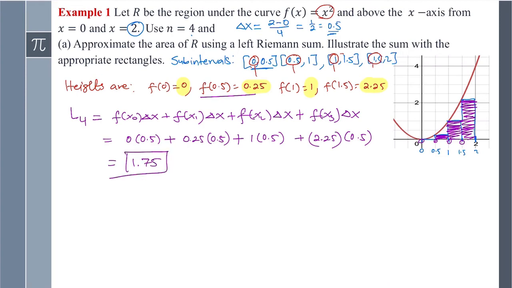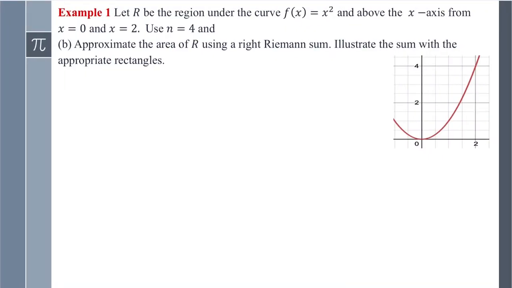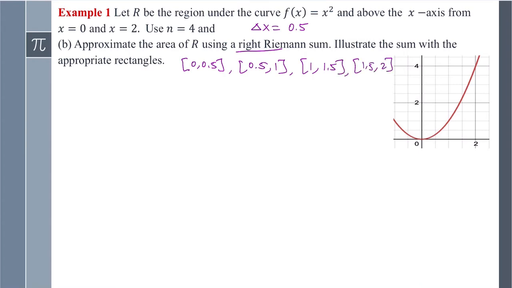Now the next question: we are going to do the same question, but now we are going to use the right Riemann sum. Again, delta x is the same as the previous one, so we're not going to calculate it again. That was 0.5. The sub-intervals are the same: 0 to 0.5, 0.5 to 1, 1 to 1.5, and then 1.5 to 2. Now with the right Riemann sum, the right endpoints are going to determine the height of the rectangle in the figure.